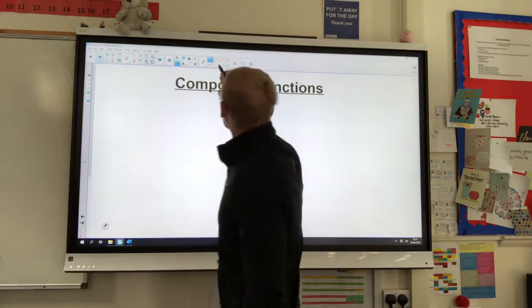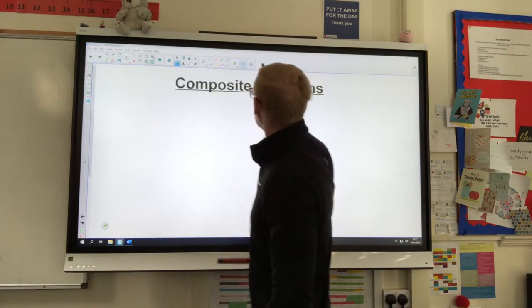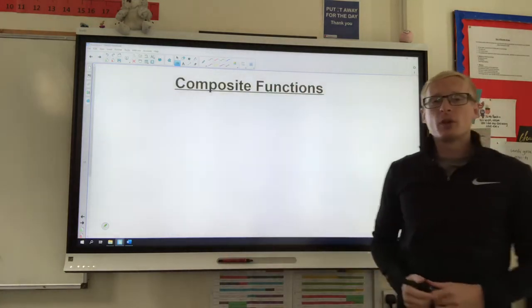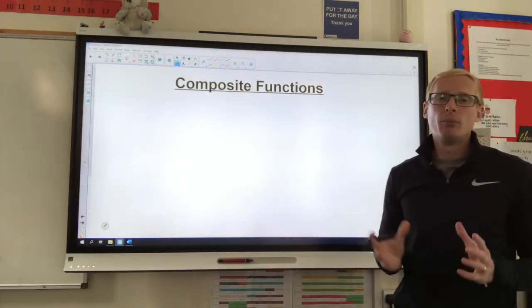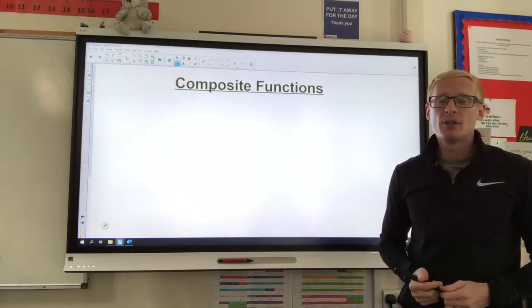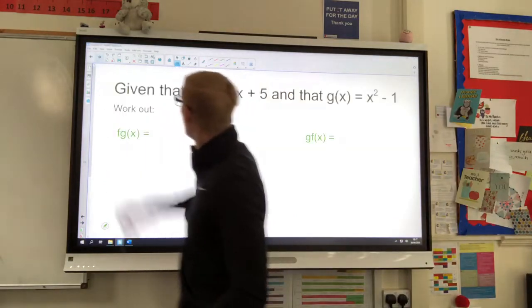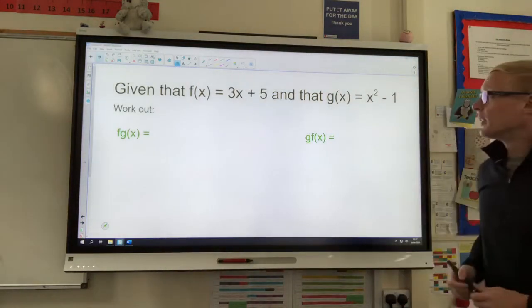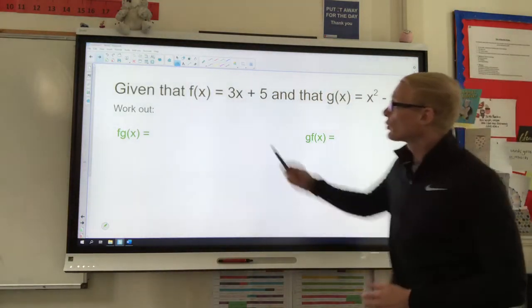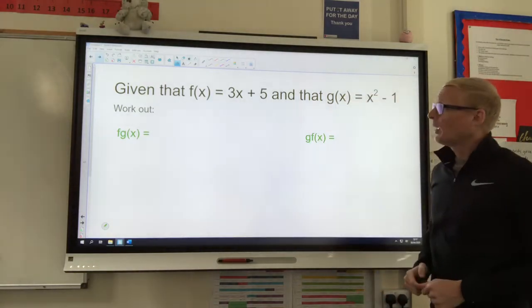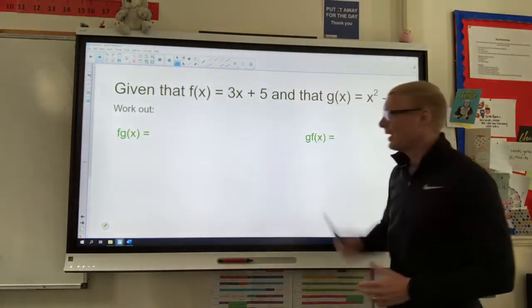So, your title for today will be Composite Functions. And composite functions is where we combine more than one function together. So 2 or 3 functions, we might want to put them together. So we're looking at the idea of this. I'd like you to copy this down. We've got 2 functions that are given to us, and then we've got 2 composite functions here.